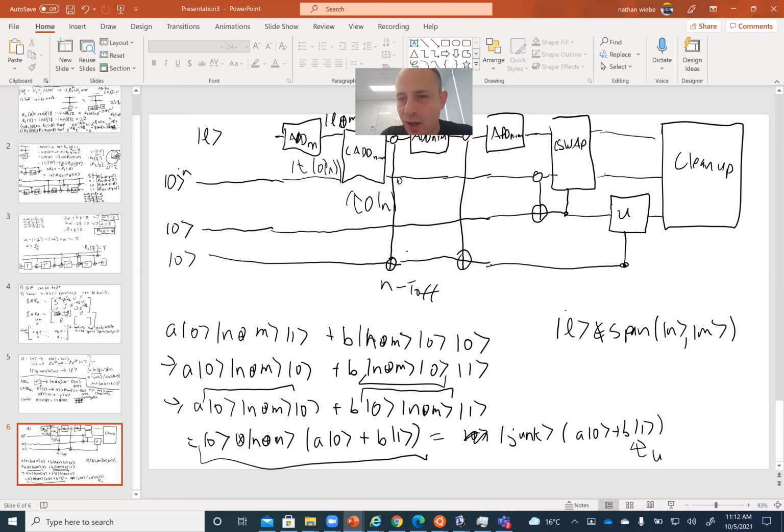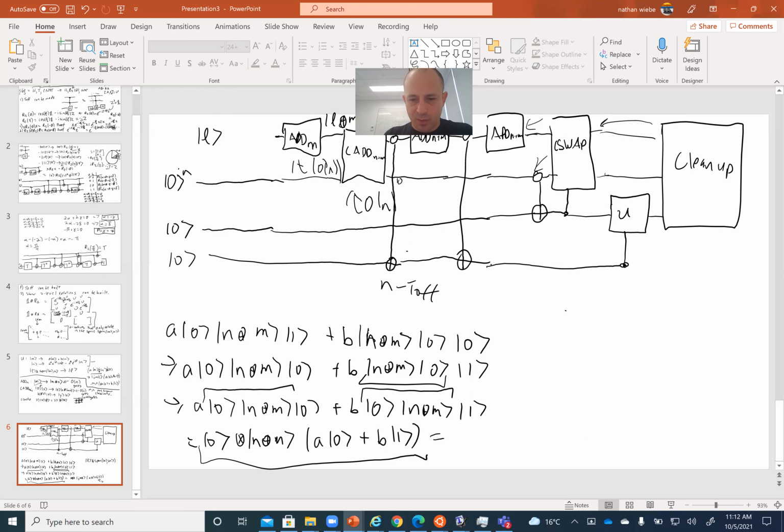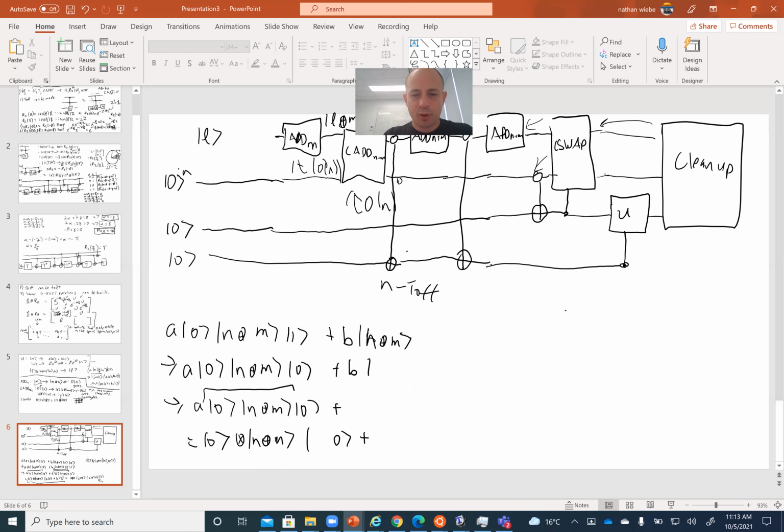And the cleanup operation is just basically the inverse of all of these operations going here. Everything but the controlled unitary. And that is, in essence, our circuit. Now, the only thing that I need to remind you about is the controlled unitary operation.